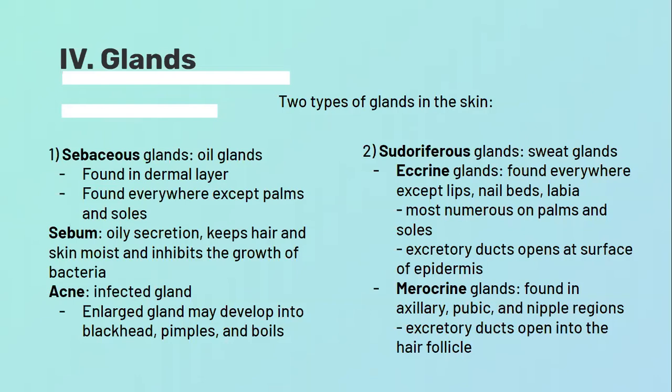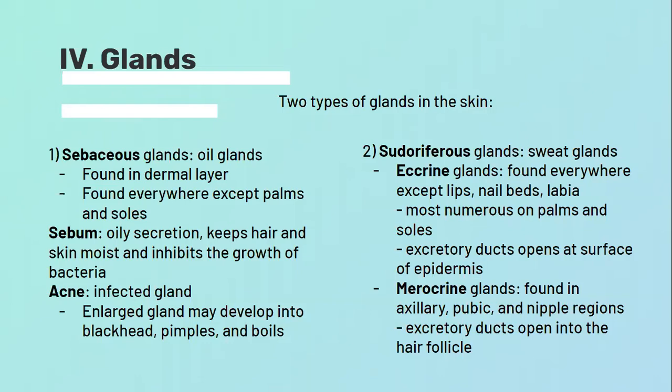And excretory ducts open at the surface of the epidermis. So there's small ducts. And excretory, always remember, it means out, like you're trying to push it out of your body. And so these little ducts open at the surface of the top of your skin, and that's how the sweat gets out and onto your skin.